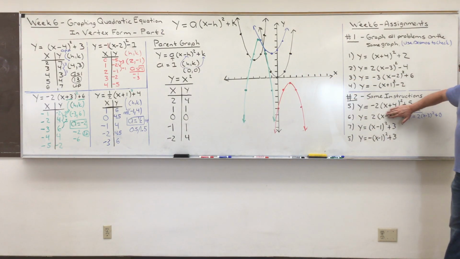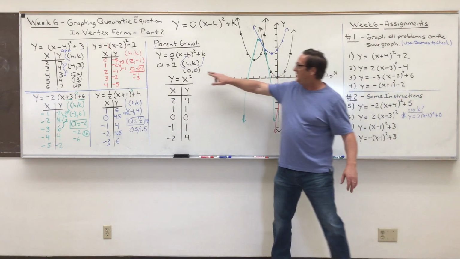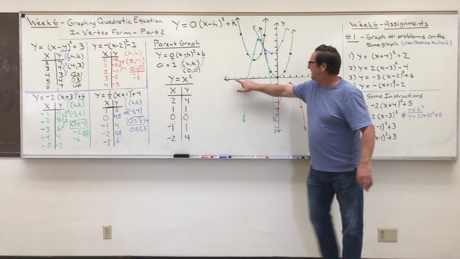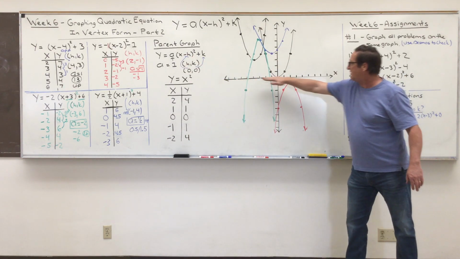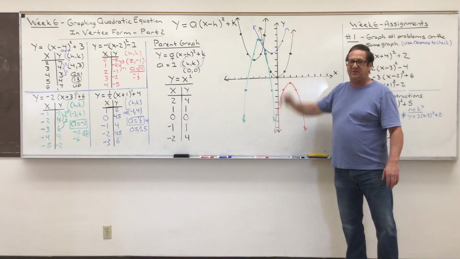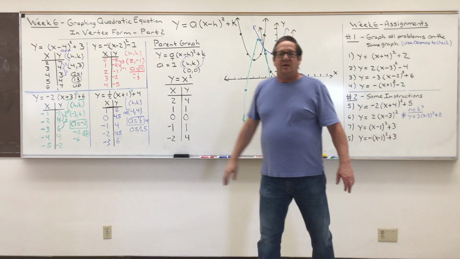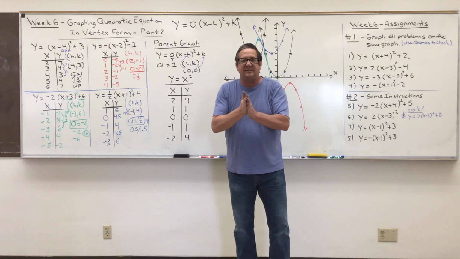There may also be problems where you don't have an H value, but you have a K value. Remember, with your parent graph, there's nothing wrong with something starting on the axis. It can start on the x-axis, or it can start on the y-axis. Okay, this is our week 6 assignments.